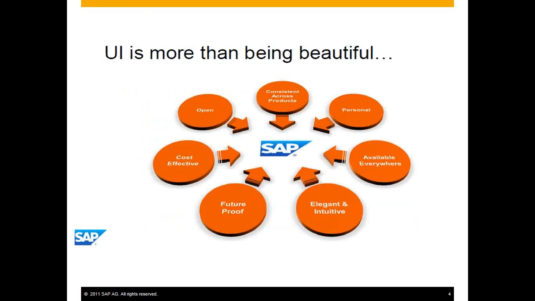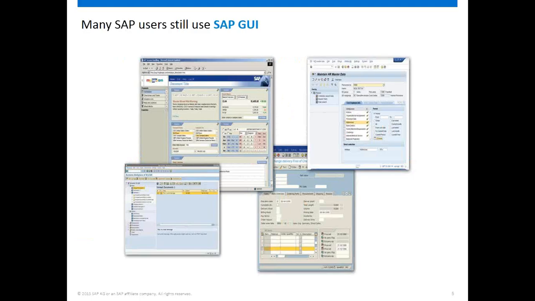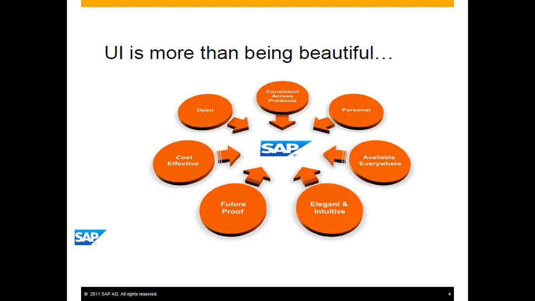Okay, user interface. What is user interface? User interface is not just showing beautiful screens, it is beyond that. User interface must have some features, like being available anywhere: desktop, laptop, and mobile. An elegant look and feel should be proper, colorful, and future proof.